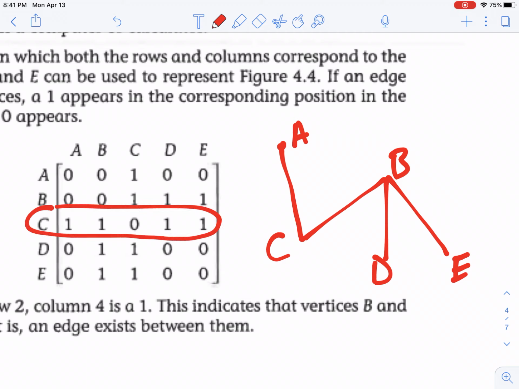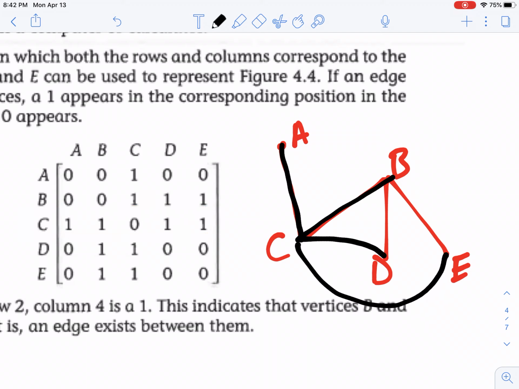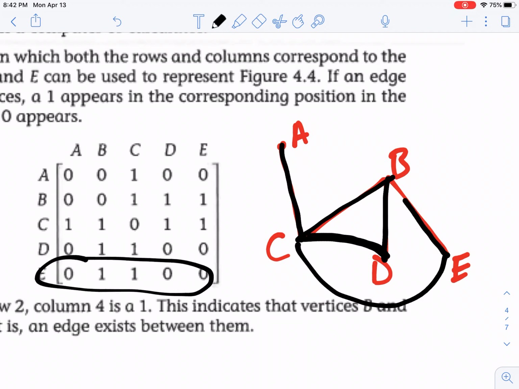Then we could do this row. C is connected to everything but itself. So we have to draw lines from C to every letter. So C goes to A, which we already have. We already have C to B, but we need to connect C to D and then also C to E. And then finally, our last two, D is connected to B and C, which we already have. And then finally, we have E connected to B and C, which we already have both of those also. That would be a picture of our graph.